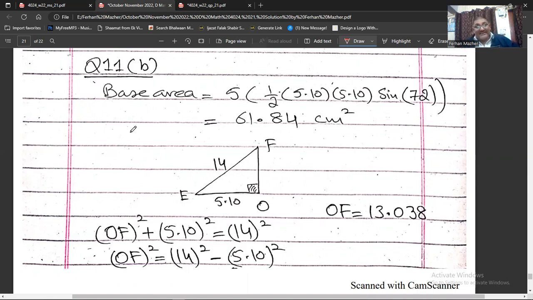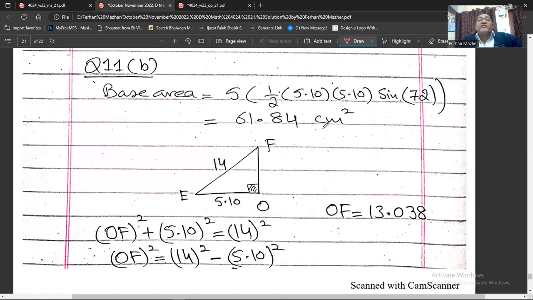Now, this is that triangle. This OA is 5.10. This is the sloping edge of that pyramid. That is 14. Apply Pythagoras, and you will get FO, which is the vertical height of the pyramid. So OF square plus 5.10 square is equal to 14 square. So OF square will be equal to 14 square minus 5.10 square. Whatever answer you get, take the square root of that, and that will be 13.038. That is the vertical height.